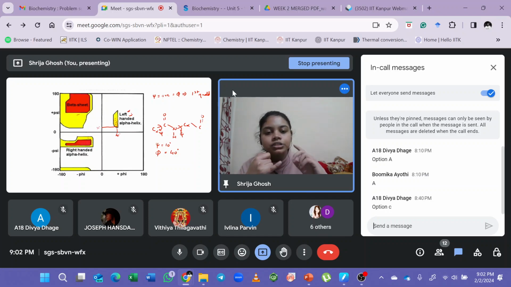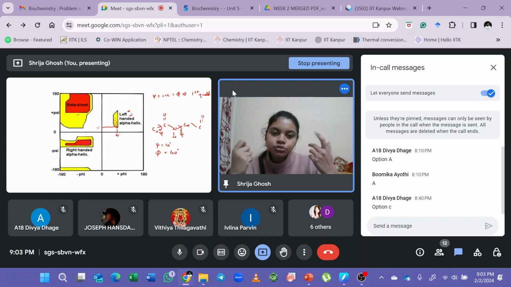So I would suggest go through the Ramachandran plot, how the Ramachandran plot was made, what is the phi and psi angle, what is the meaning of dihedral angles, the angle between two planes, then the concept of isoelectric point, the concept of pK, pH, what do you mean by pI, at what pH the charges are neutral.